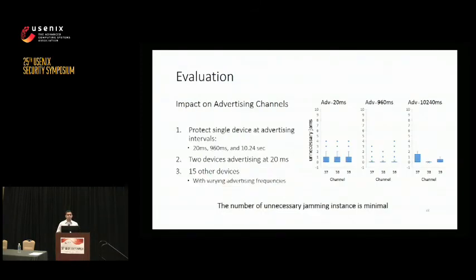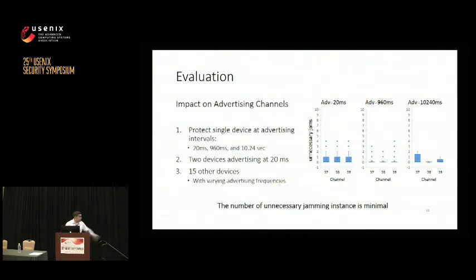We then evaluated the impact on the advertisement channel. For this scenario, we had a Broadcom BLE chip advertising at 3 different advertisement intervals. We also had 2 innocuous BLE devices advertising at the highest possible frequency, which corresponds to a 20 millisecond advertisement interval. And we had 15 background BLE devices advertising at different advertisement intervals.